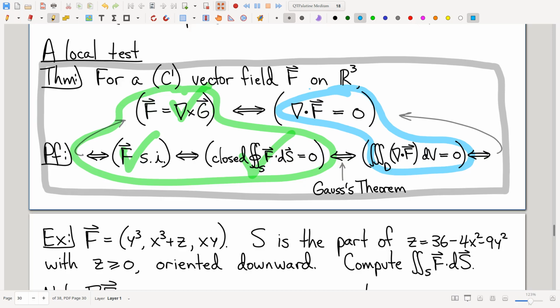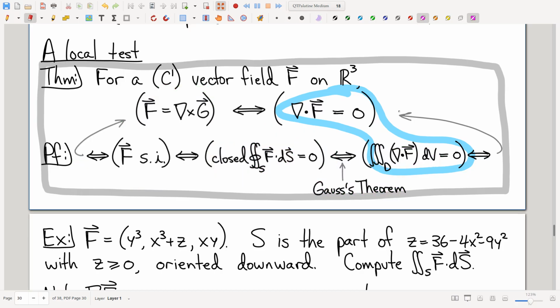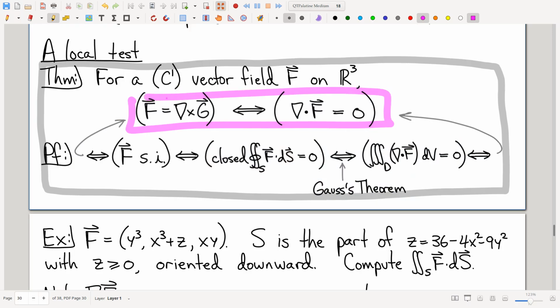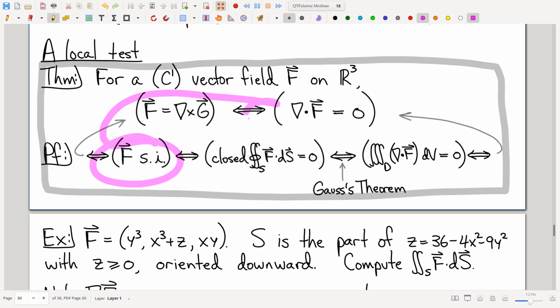So we've talked about the green. I think the blue is quite closely connected to an argument we made previously. How do we connect these two connections? Gauss's theorem. Gauss's theorem tells us that closed fluxes are triple integrals of divergence. So therefore, we have this nice little connection here, and more importantly, here.